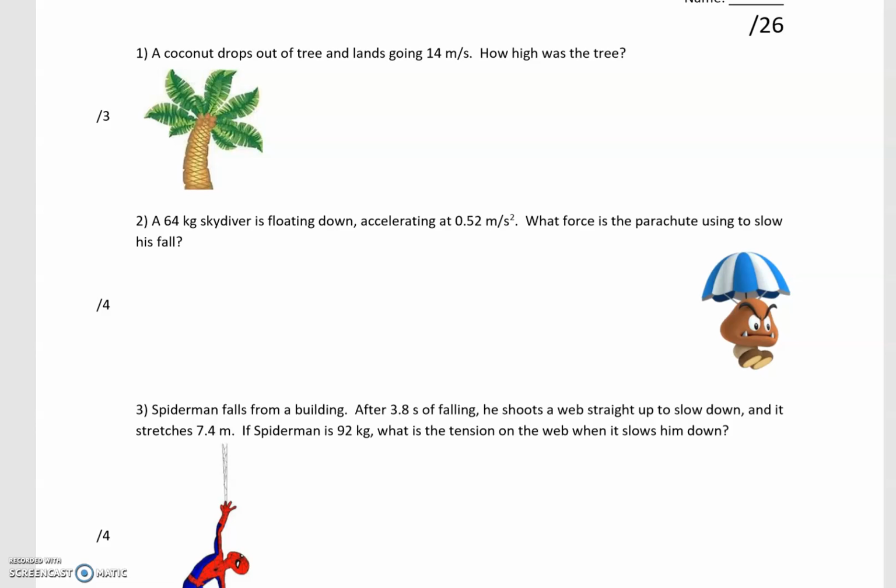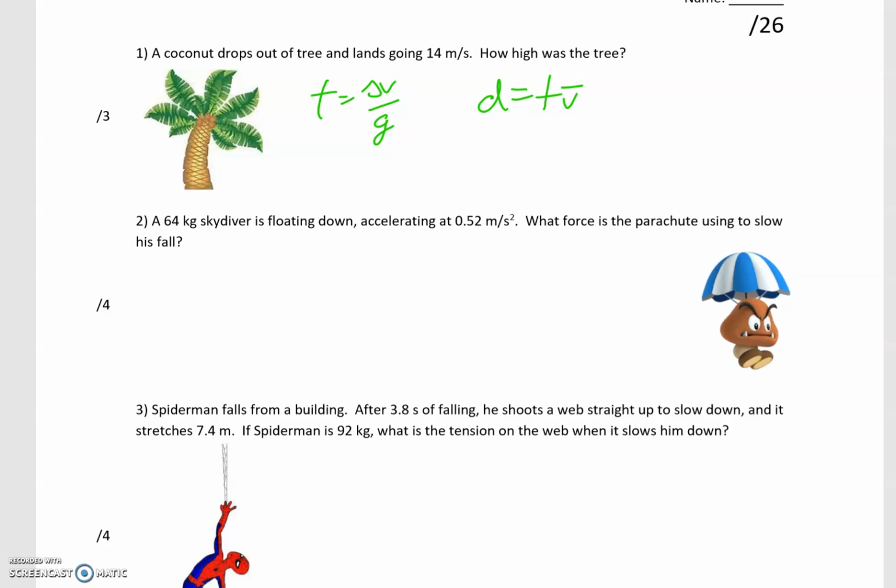Okay, on this sheet, the first one is a coconut drops out of a tree, landing at 14. How high was the tree? So we're looking for the distance. Well, first we can use VAT to get the time. So the time would be the change in V, which is the 14, divided by the acceleration due to gravity. Once we have that, we can use DTV with the time we just found and the average speed of the fall, and that will tell us how high the tree was.